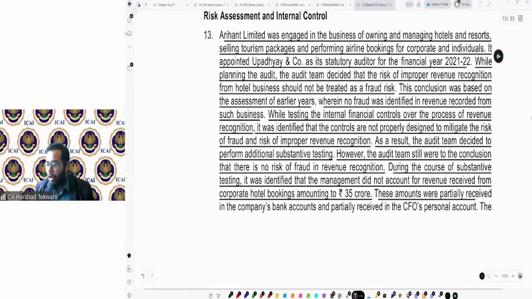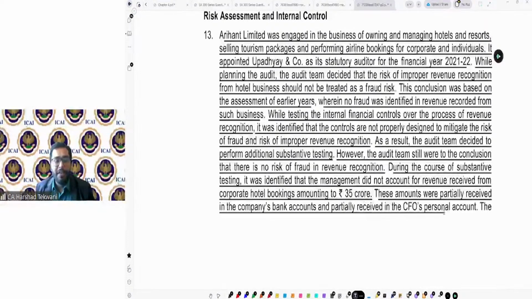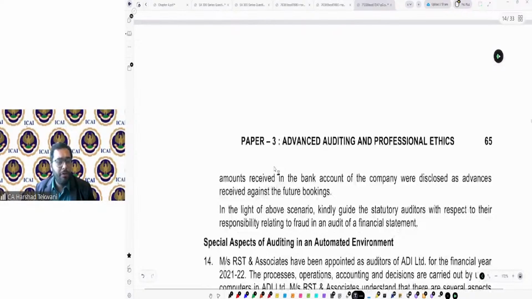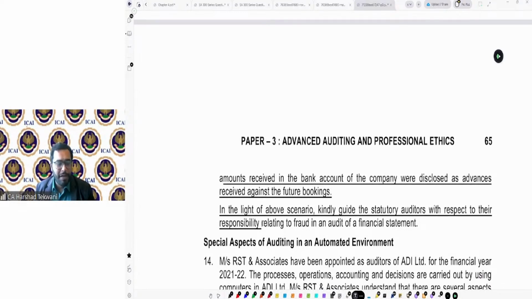These amounts were partially received in the company's bank account and partially received in the CFO's personal account. The amount received in the bank account of the company was disclosed as advance received against future bookings. In the light of the above scenario, kindly guide the statutory auditors with respect to their responsibility relating to fraud in an audit of financial statements.